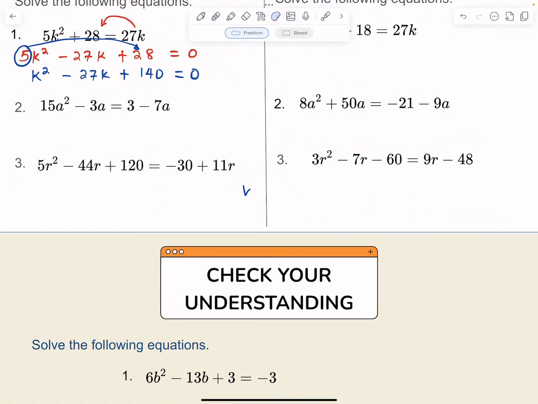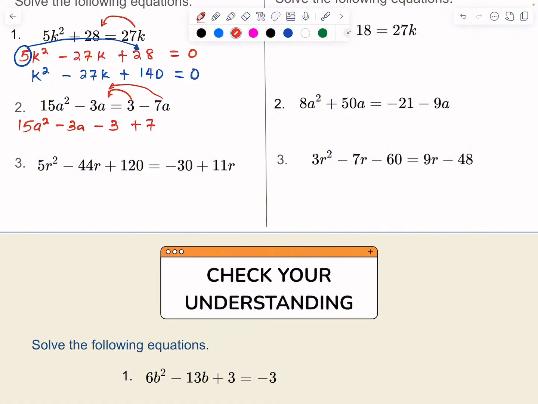So for my next question, I am going to do the same thing. I want to make sure that everything I have on this side should be 0. So how can I make that equal to 0? The first thing I want to do is to move this over here and then move this one over there. So I need to subtract 3 and then I need to add 7a, and then this will be equal to 0.